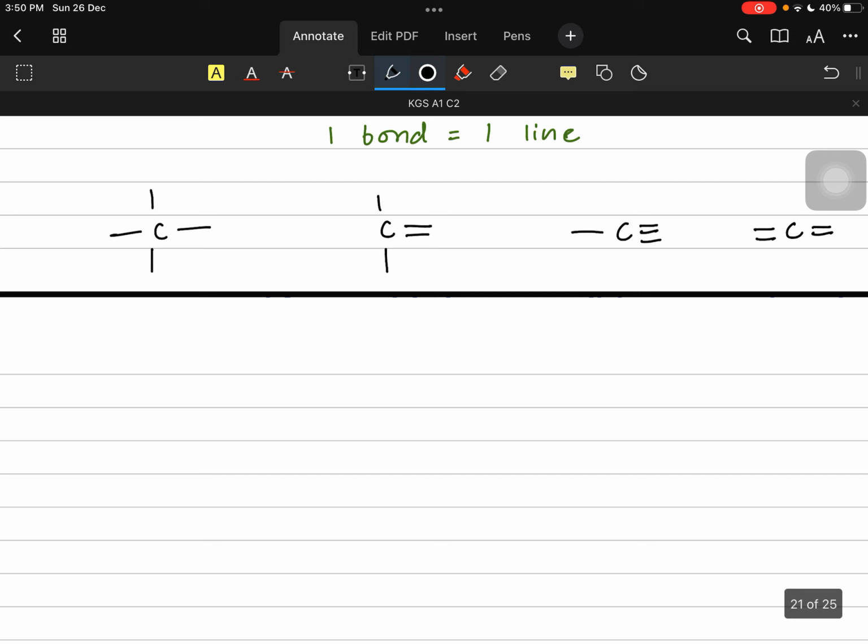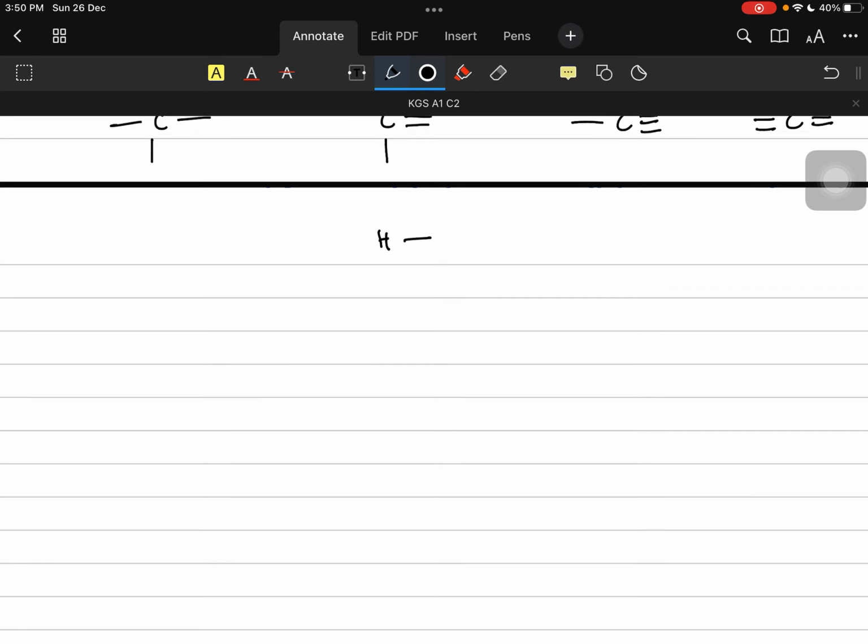Hydrogen can be making only 1 line. That's it. No more, no less. Let's see how we can arrange them. I'm just giving you a general idea.